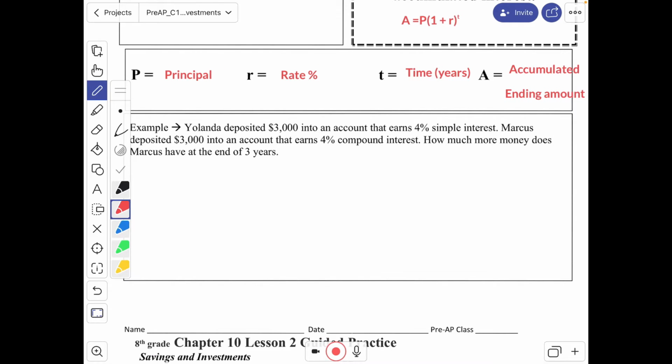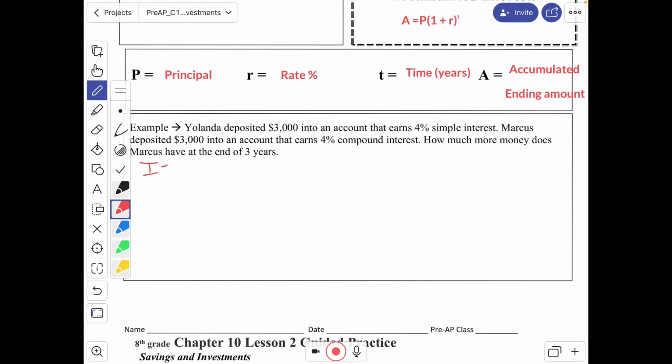Example, Yolanda deposited $3,000 into an account that earns 4% simple interest. Marcus deposited $3,000 into an account that earned 4% compound interest. How much money does Marcus have at the end of 3 years?